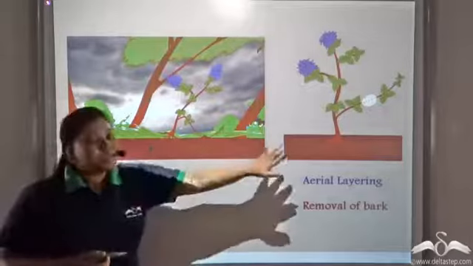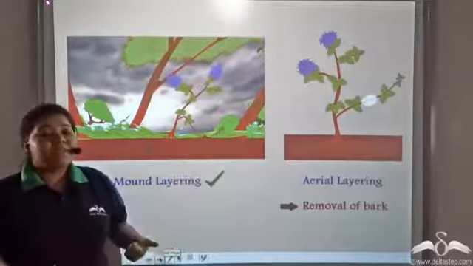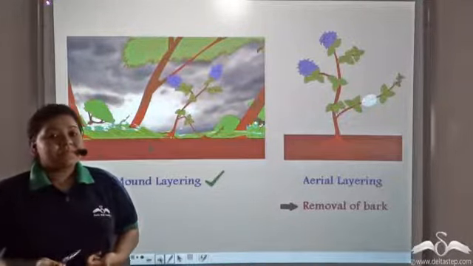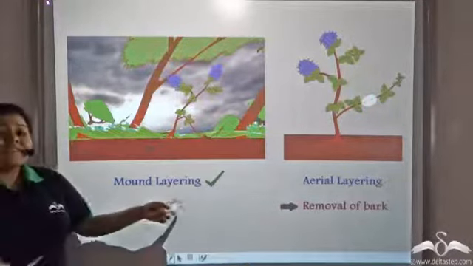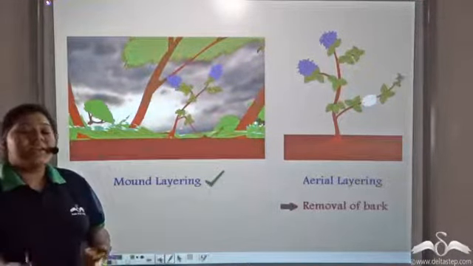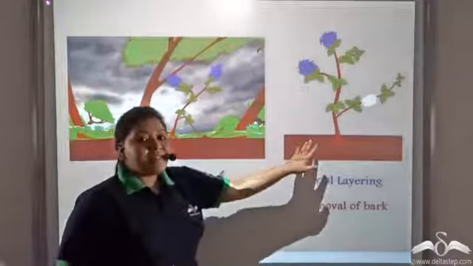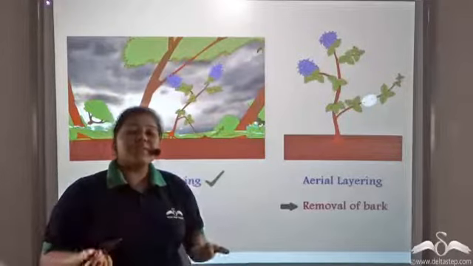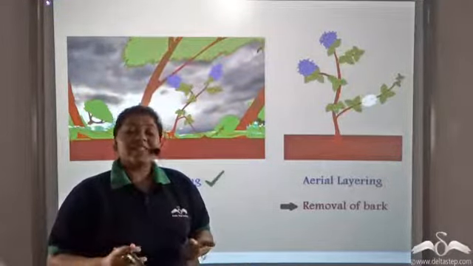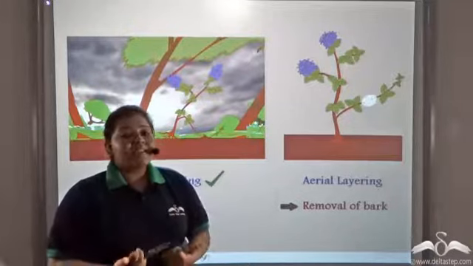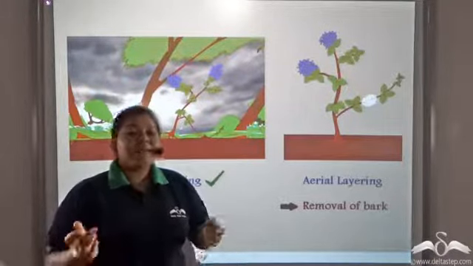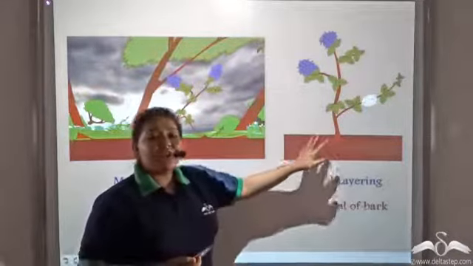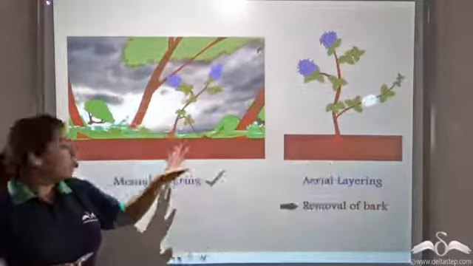Now between these two types of layering, can you tell me which has the less chances of infection? Yes, mound layering will have less chances of infection because in aerial layering, we are removing the outer protective cover of the stem, which is known as the bark. Since we are removing this protective layer, the plant now is more susceptible to infections. So this is one disadvantage of aerial layering over mound layering.